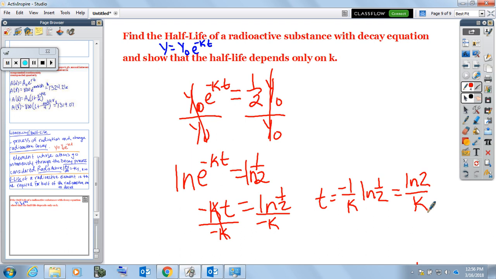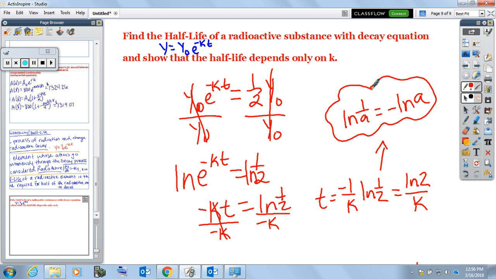Let's put a little side note here. This is just using our identity that the natural log of 1 over a is equal to negative natural log of a. That's a little side note, a refresher course on our log functions and log identities. So what does this actually mean? Well, this value of t, whatever it is, is the half-life of the element. That's how long it's going to take for half of this particular matter to decay.